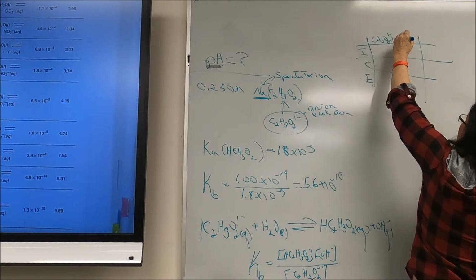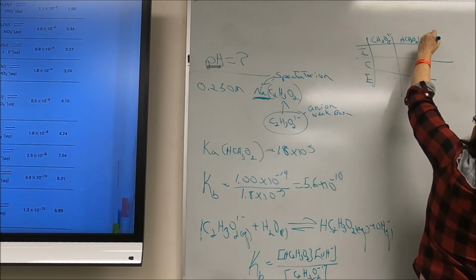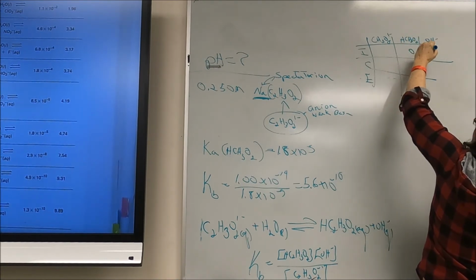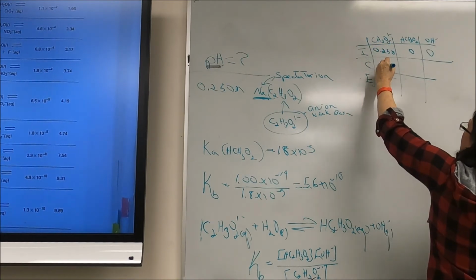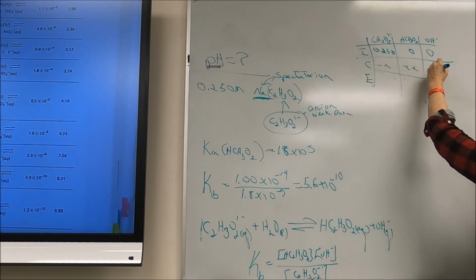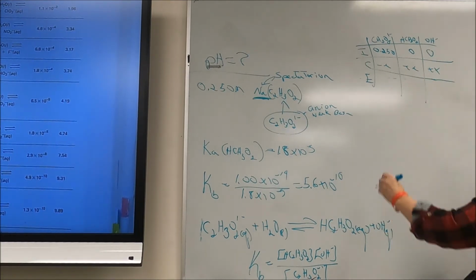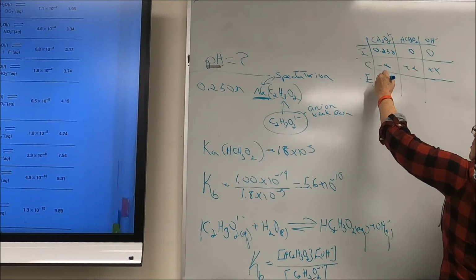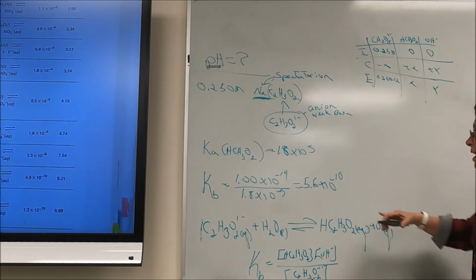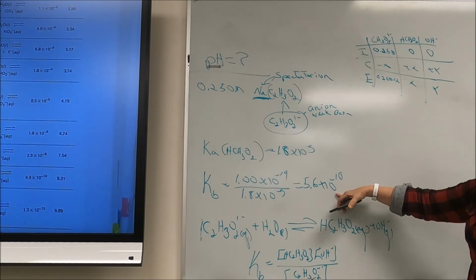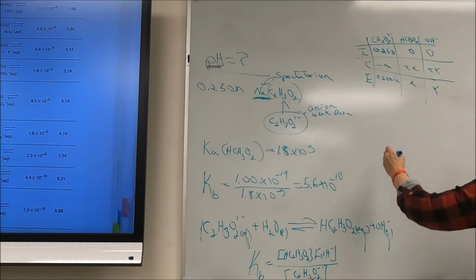CH3O2 minus, HCH3O2, hydroxide ion: 0, 0, and this is 0.250, minus X, plus X, plus X. On these acid ICE charts, that's always going to be your change line. So 0.250 minus X, X, and X. Now, look how small Kb is. There's no way I can't make an assumption.